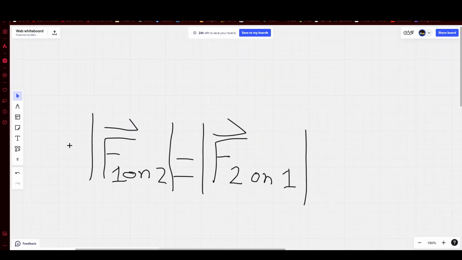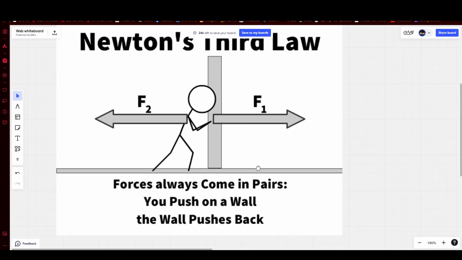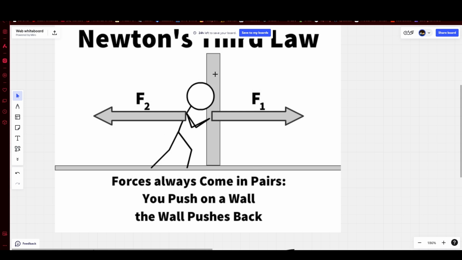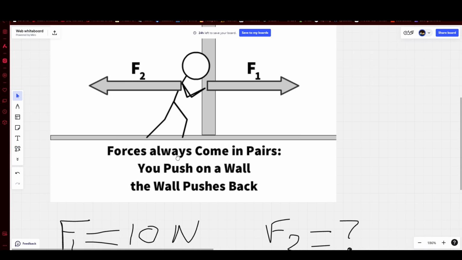In mathematical terms, we're stating that the absolute value, the magnitude of the force 1 acting on the second object is equal to the magnitude of the second force acting on object 1. So the magnitude of the action force is equal to the magnitude of the reaction force. Look at this picture, right? This person is pushing this wall, and the force he's exerting onto the wall, there's a reaction force getting exerted back onto him.